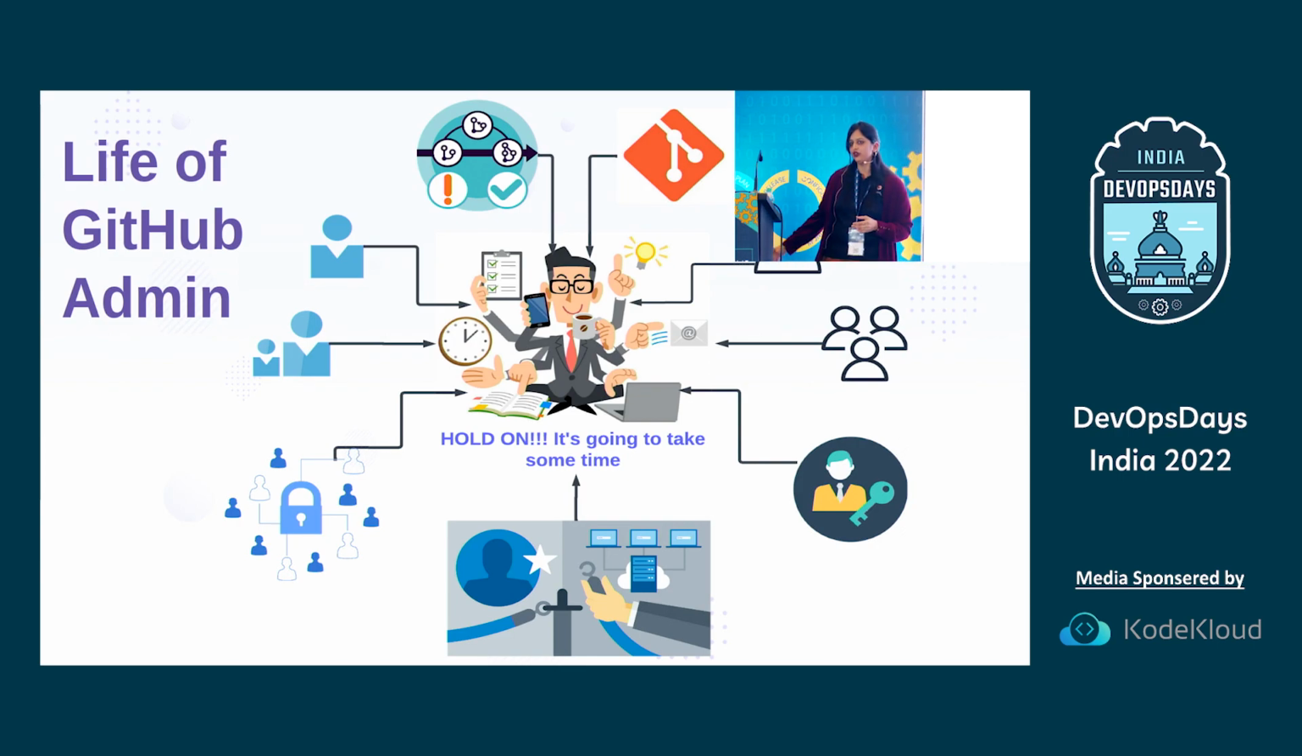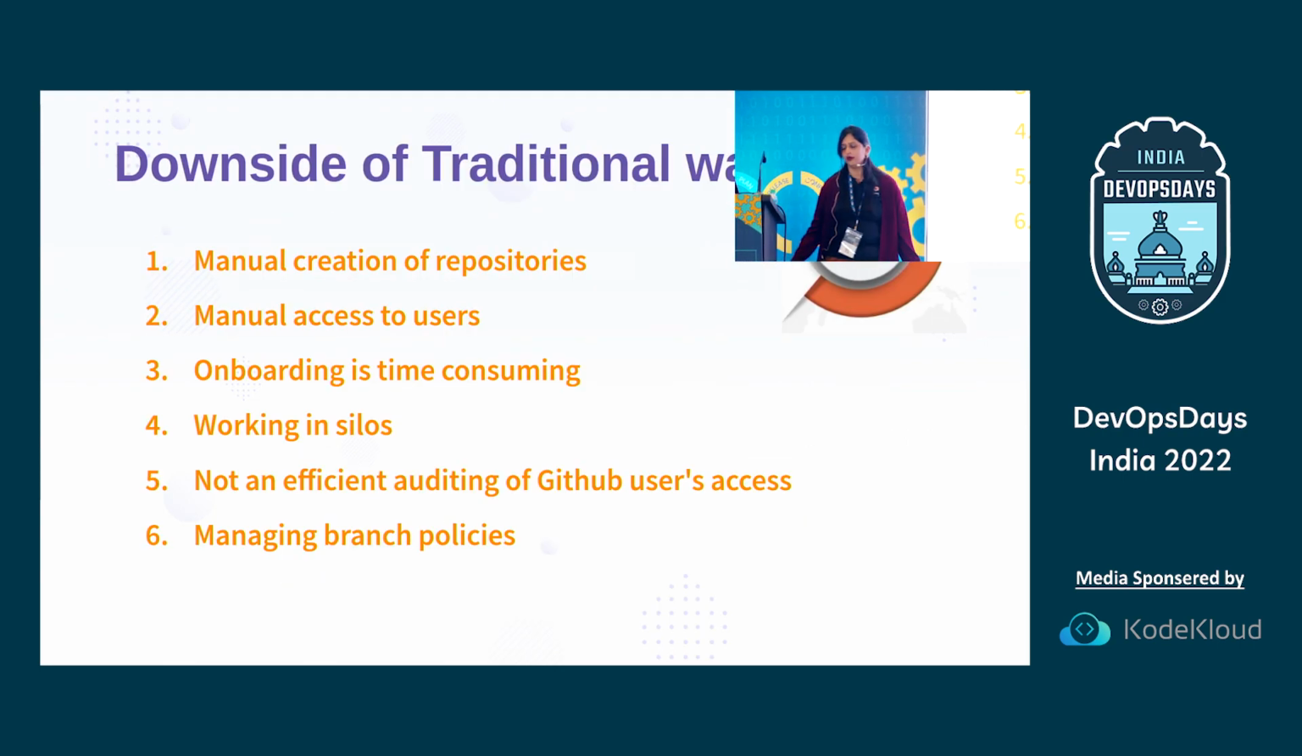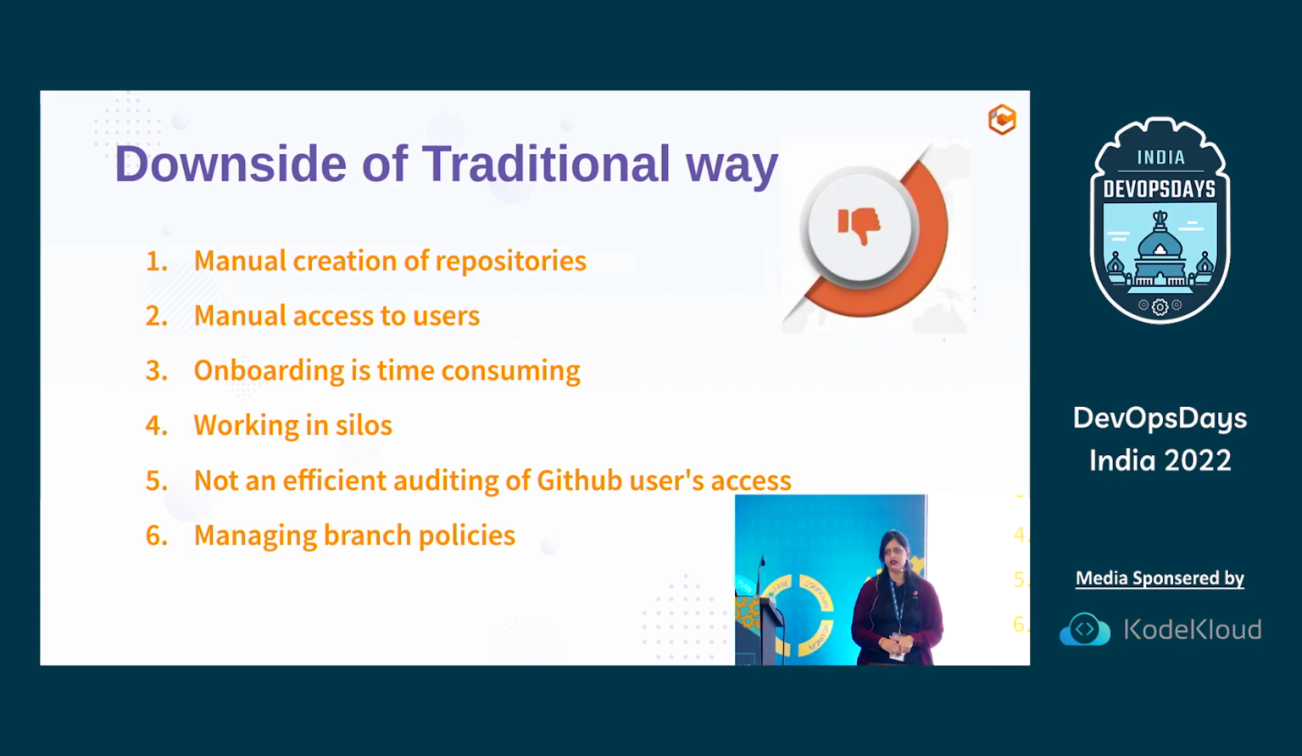So I want to highlight today some drawbacks of using GitHub in a traditional way. Firstly, the repositories are created manually. Like, I would like to give you an example around it. In my previous organization, we were working on a project where there was a need to create a new repository.